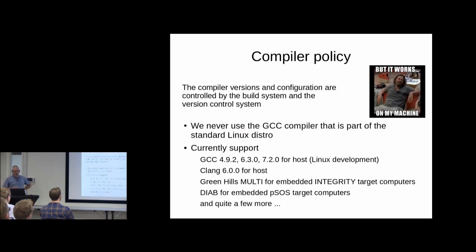Okay, compiler policy. The compilers and their configuration are tightly controlled by the build system and the version control system. So we like to know exactly what we're using, and for this reason we never use a compiler that comes with a Linux distro. For Linux, the build system currently supports 3 versions of GCC. We also support Clang, and we support the compilers for our embedded targets.